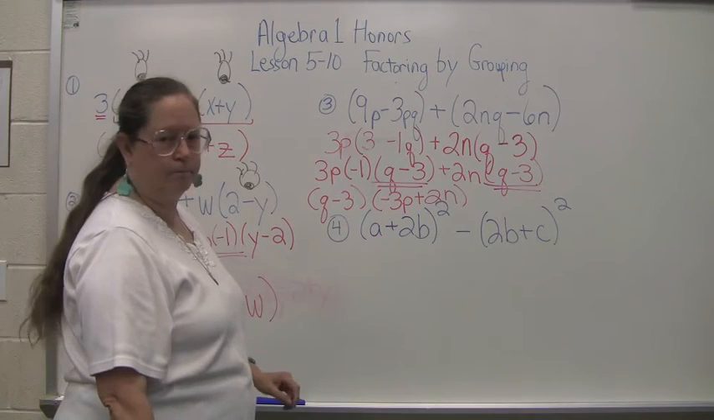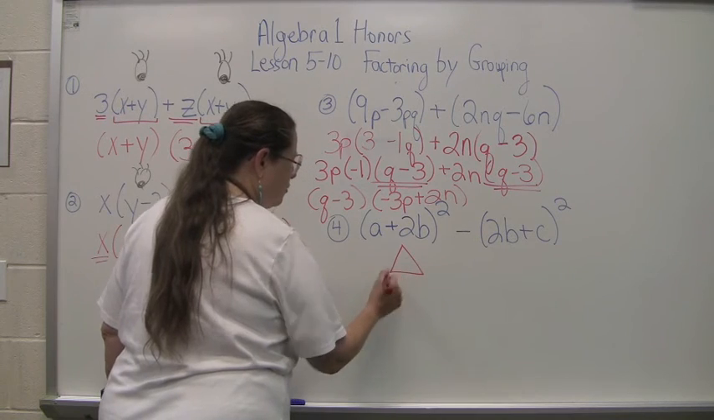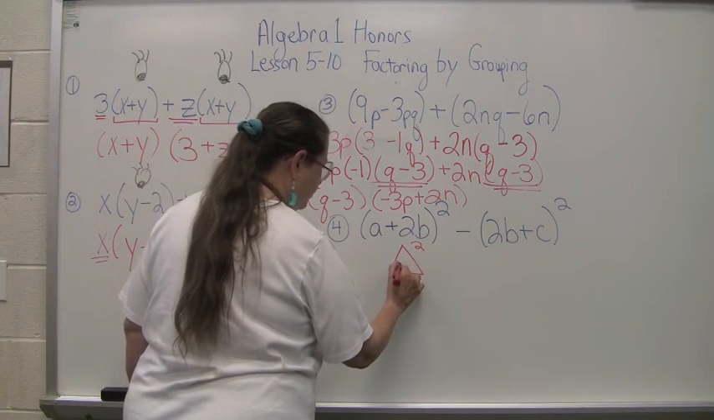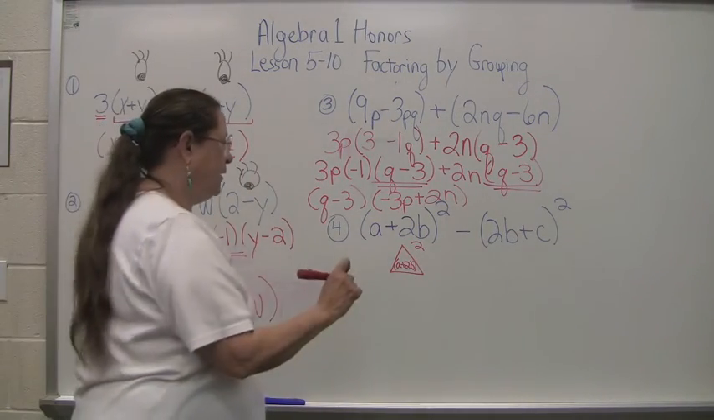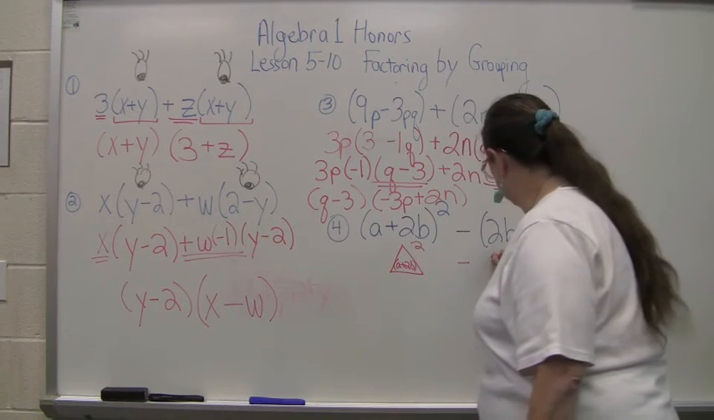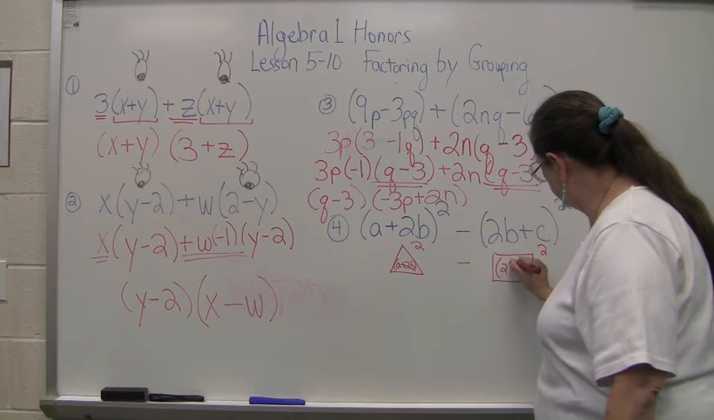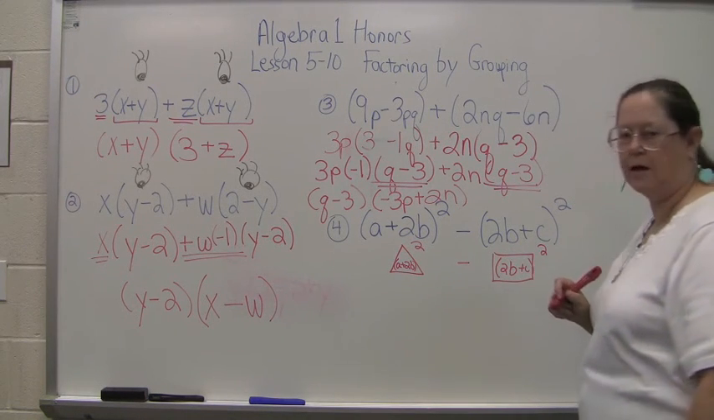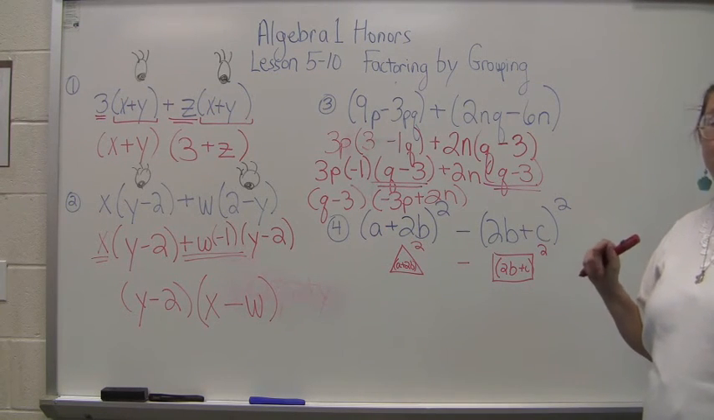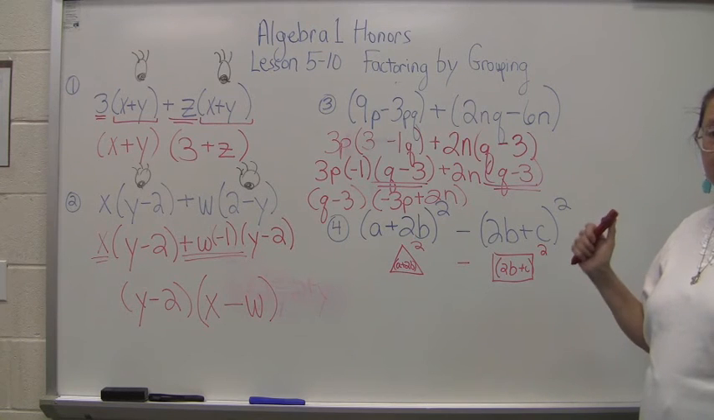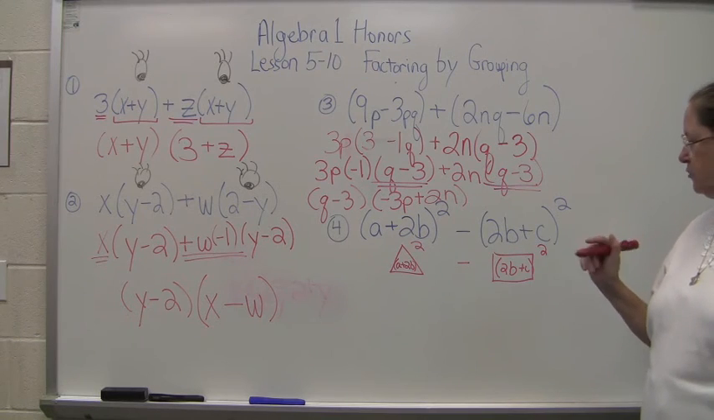In number 4, okay, if you think of it this way, we have triangle squared, and in our triangle is a plus 2b minus, and let's make this one a rectangle squared, and in our rectangle is 2b plus c. Well, if you look at that, triangle squared minus rectangle squared, that's the difference of two perfect squares. And the difference of two perfect squares, we've already learned how to factor, right?